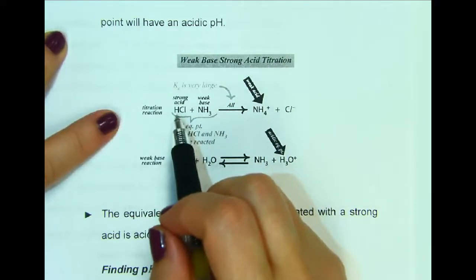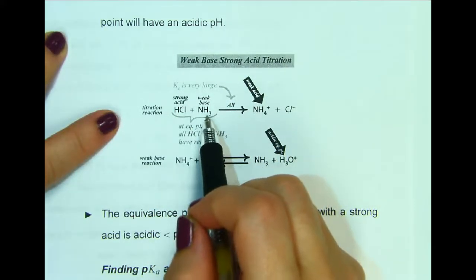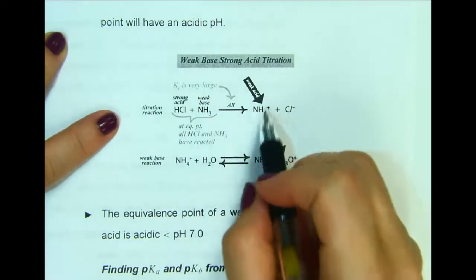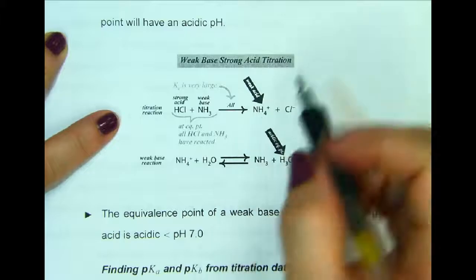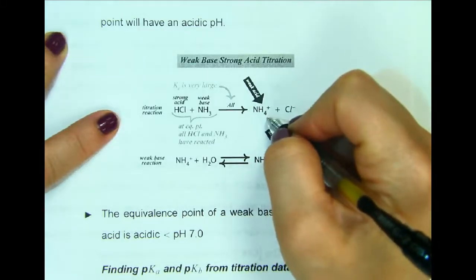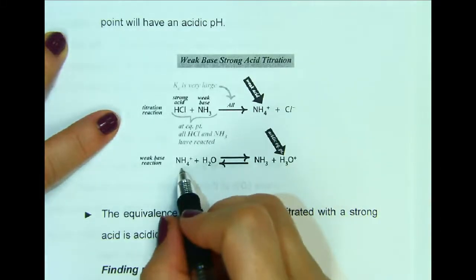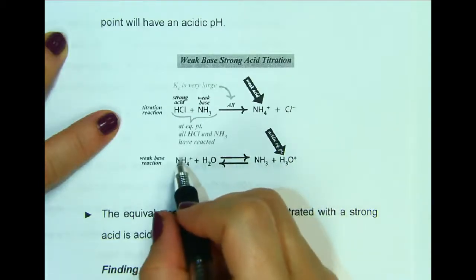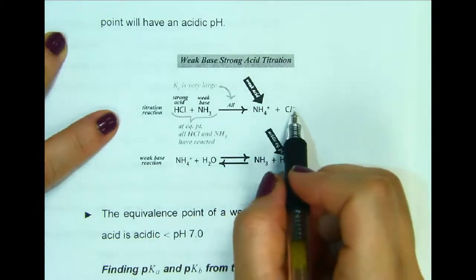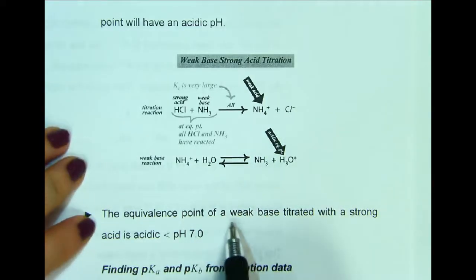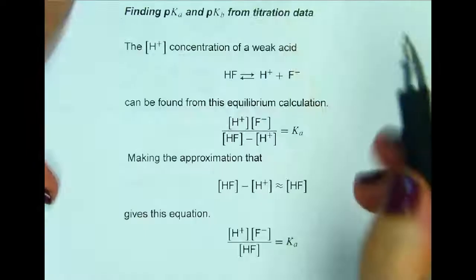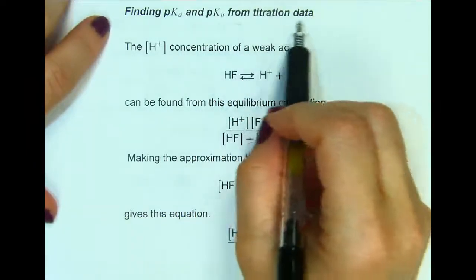So here's my strong acid, hydrochloric acid, and here's my weak base, ammonia. And then when you transfer the hydrogen over to the ammonia, we get ammonium, which is a weak acid, which if you place it in water, you get ammonia and the hydronium, and it's because of the hydronium that this is considered a weak acid. And you get the chloride spectator ion. So the equivalence point of a weak base titrated with a strong acid is going to be acidic, less than a pH of 7.